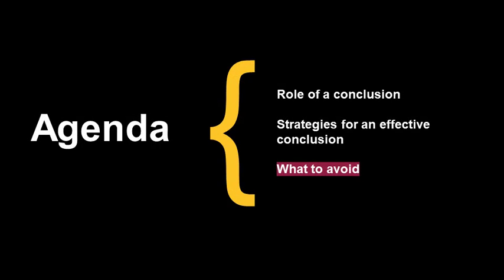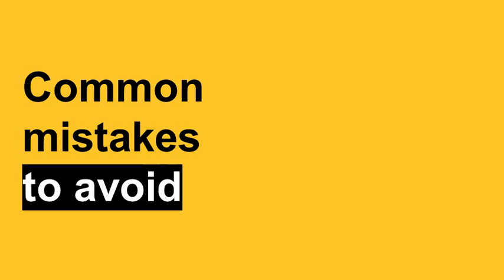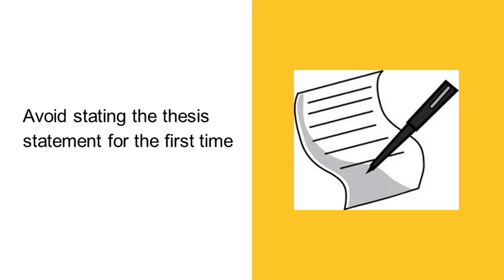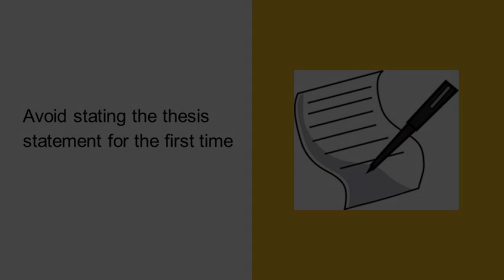Let's consider some common issues writers have when writing concluding paragraphs. Try to avoid these common issues. Avoid stating the thesis for the first time in the concluding paragraph. This is a common issue because the process of writing helps us form ideas. If this happens to you, to avoid this issue, simply move the thesis statement to the introduction and revise accordingly.